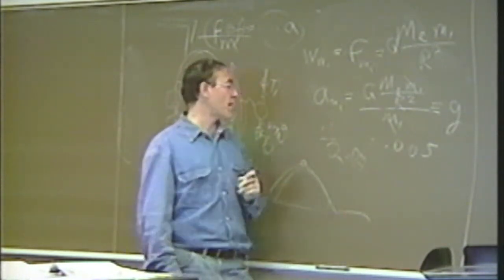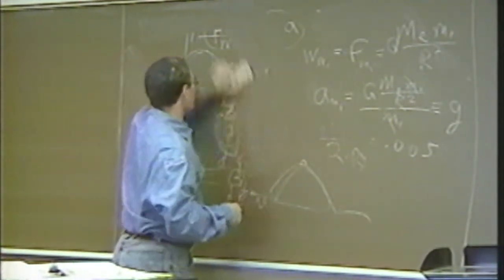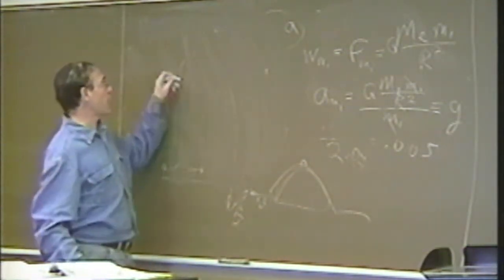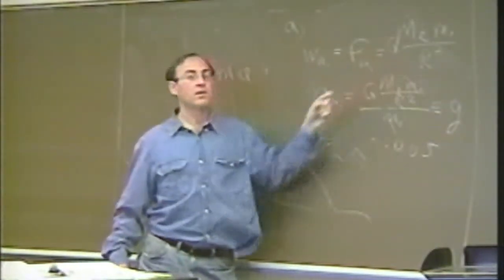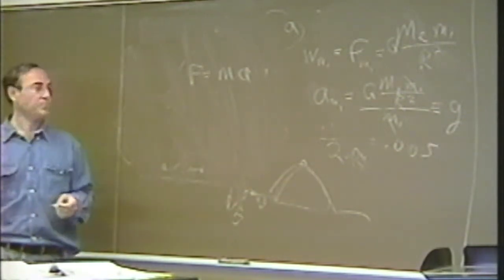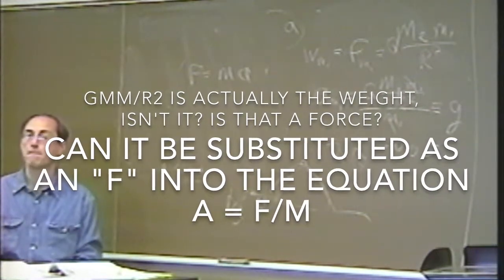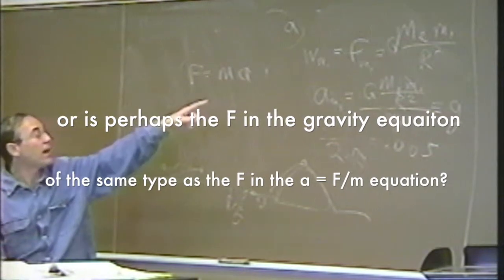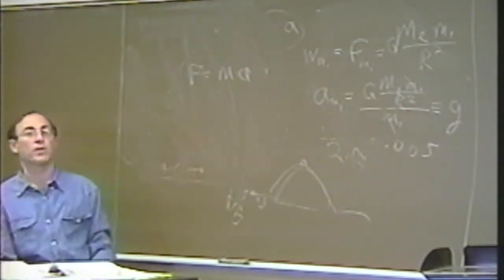All right, we had two separate equations. We had the equation F equals ma. Now we had the equation F is equal to this. Is that the same thing? Are they the same F's? F equals ma and F equals G Me m1 over r squared.